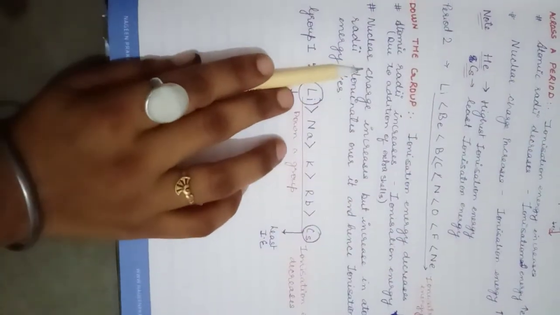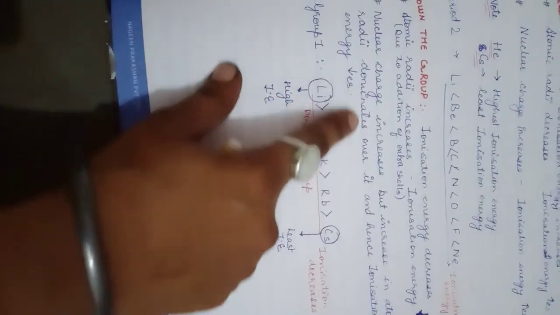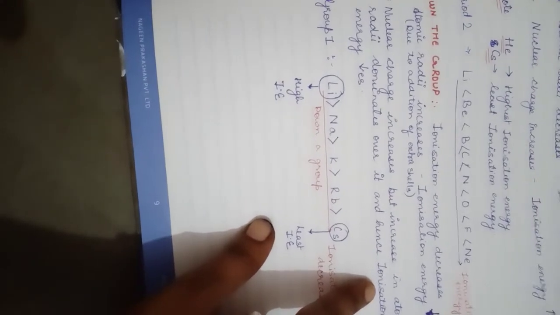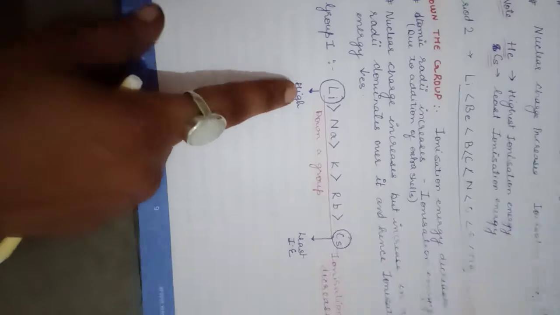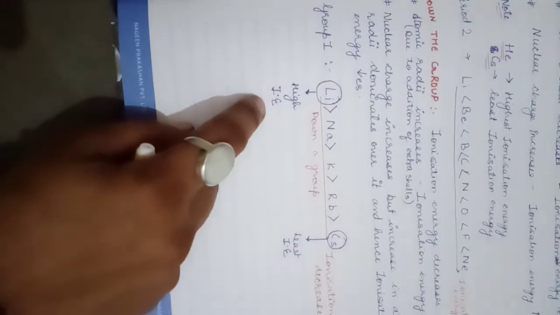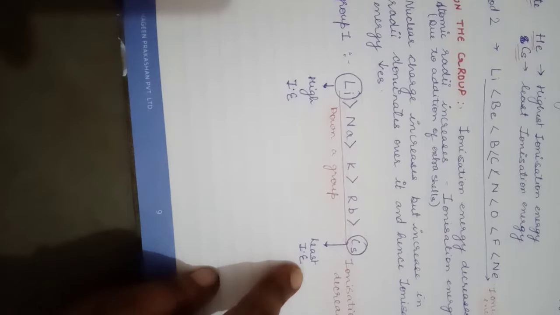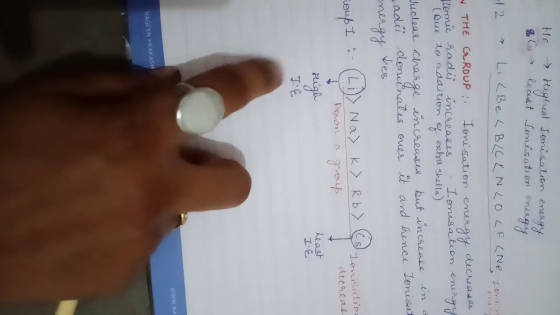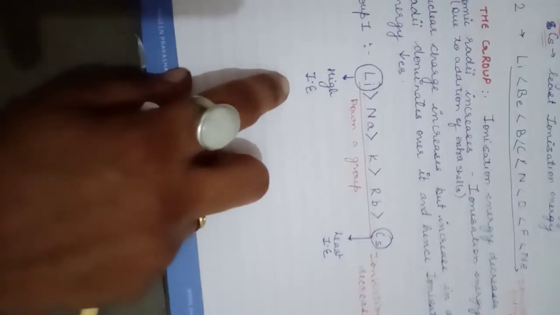Then the next factor down the group is that nuclear charge increases. Nuclear charge increases, but this increase in nuclear charge is overcome or dominated by the increase in the number of shells, that is the atomic size. Hence what will happen down the group when we move? So lithium has highest ionization energy, whereas cesium has least ionization energy. That means the energy required to remove the electron from cesium is less, whereas the energy required to remove the electron from lithium is high.